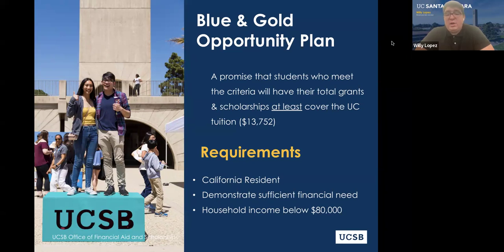But if you don't have those fees covered and you do believe you qualify for the Blue and Gold Opportunity Plan, please contact our office and we'd be more than happy to go over your qualifications and see if we can apply this to your award.